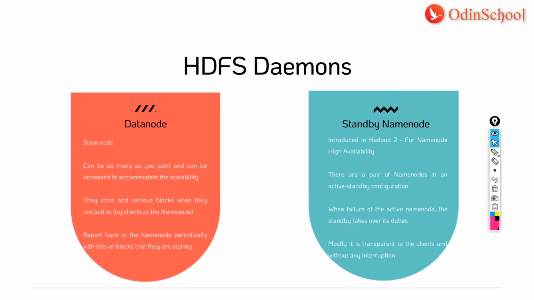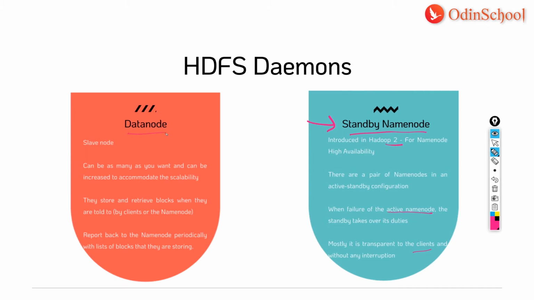So what is the solution for higher availability of HDFS? And the answer is the standby name node, which was introduced in Hadoop release 2 for name node high availability. So basically there would be a pair of name nodes, in an active and standby mechanism. Whenever the active name node fails, the standby would take over its duty, and mostly it would be transparent to the client, happening without any interruption or with a negligible delay. So that is again one important daemon, a kind of master for this particular architecture.